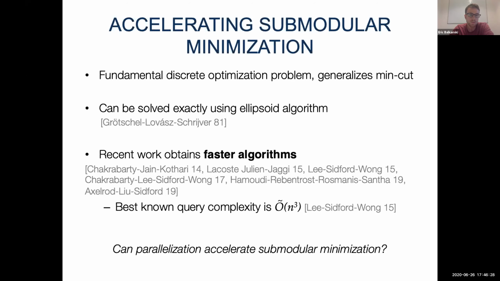In particular, to date, for the general setting, the best known query complexity for submodular minimization is n cubed. So a natural way to accelerate computation is by using parallelization. Since all of the previous work that accelerates minimization is in a purely sequential setting and tries to reduce the number of queries, one might wonder if we can use parallelization to accelerate submodular minimization.